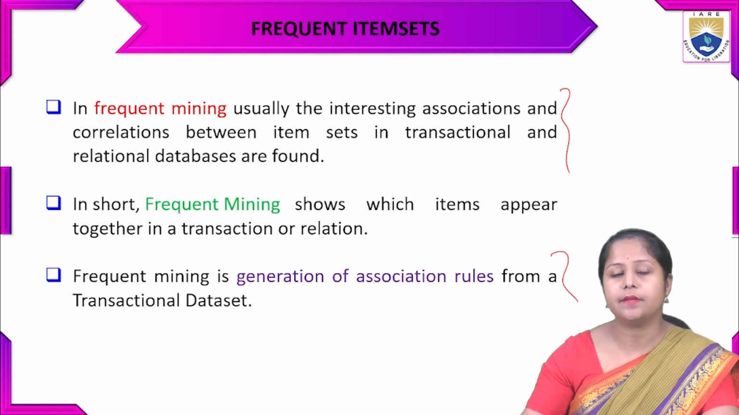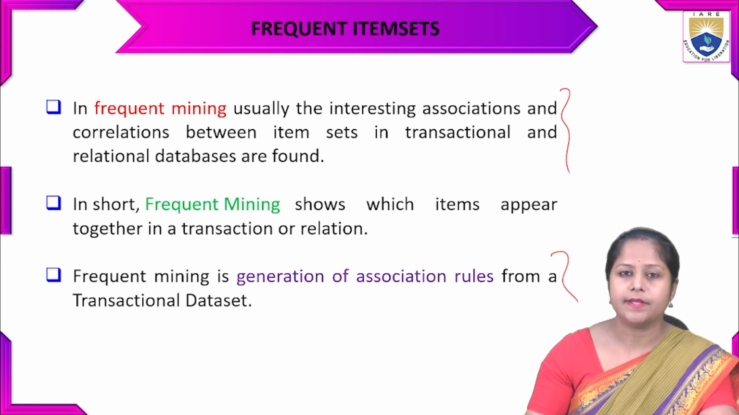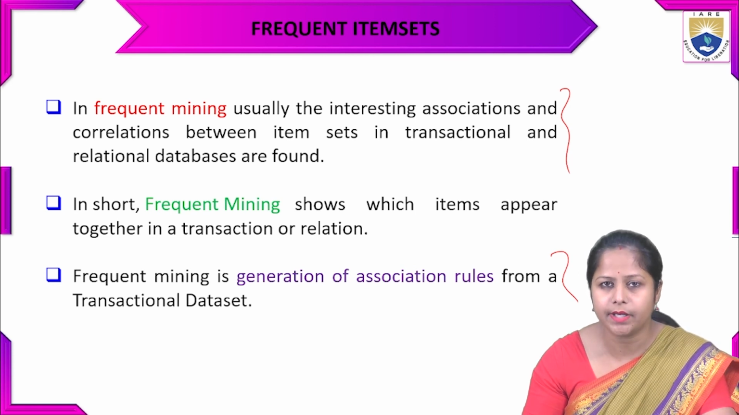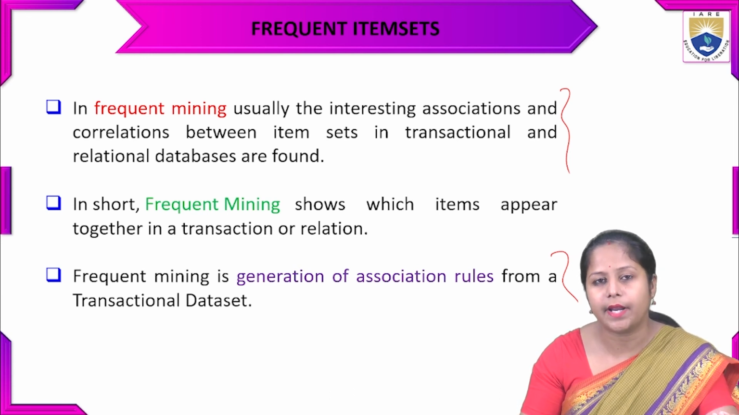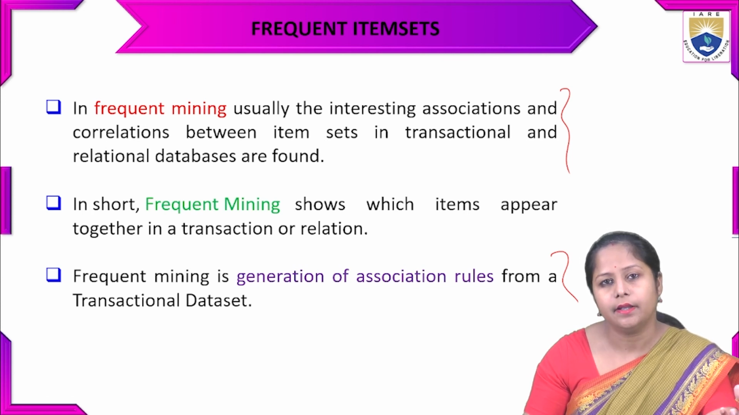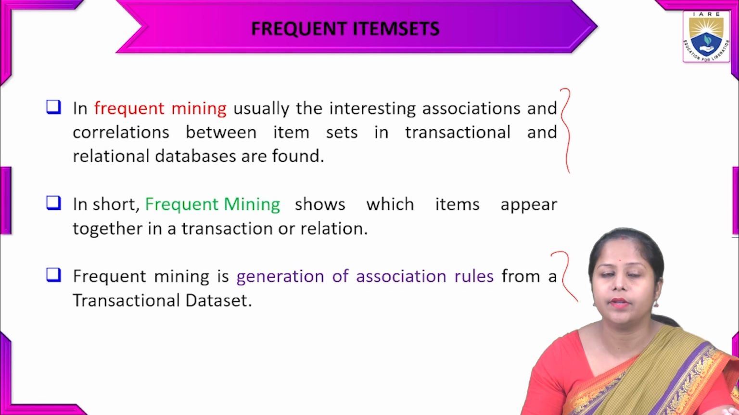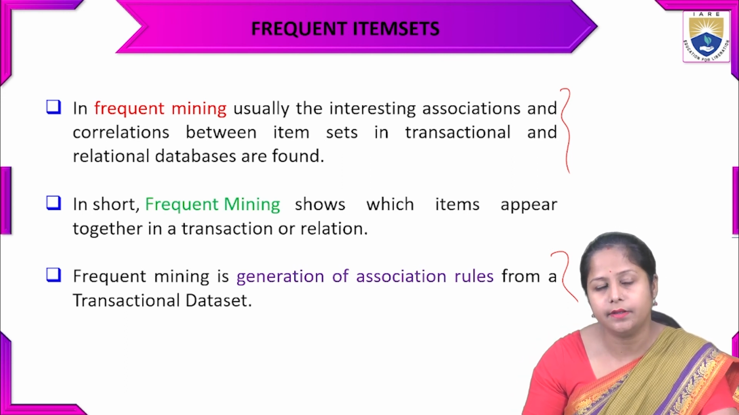So the frequent item set is a generation of association rules from a transactional data set. Whether we are going to mine for the frequent item set, for that we have to write the association rules. So that was the introduction of the frequent item set. What are the rules, and what are the different consequences while we check the frequent item set for the transaction?